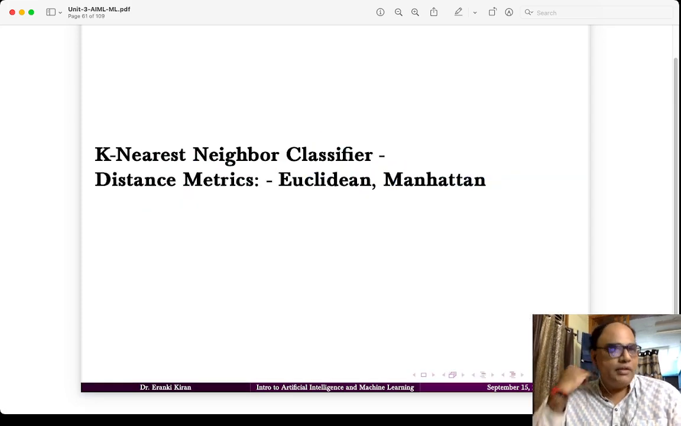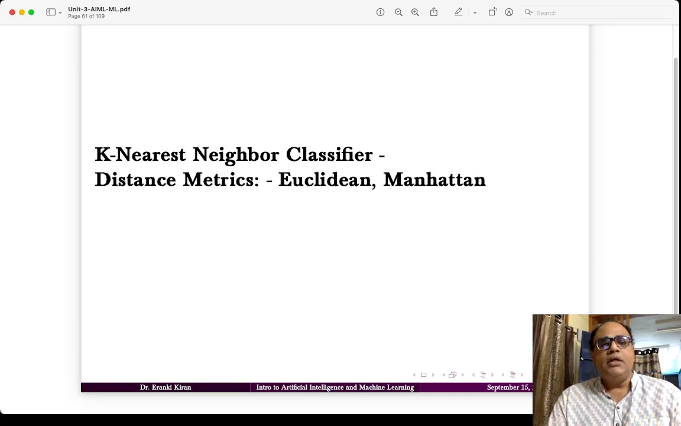Okay, then let's proceed. With this, the naive-Bayes classifier is completed. Now we are proceeding towards the k nearest neighbor classifier. This is another very interesting classifier in the supervised learning approach. This classifier is mainly based on the distance metric.